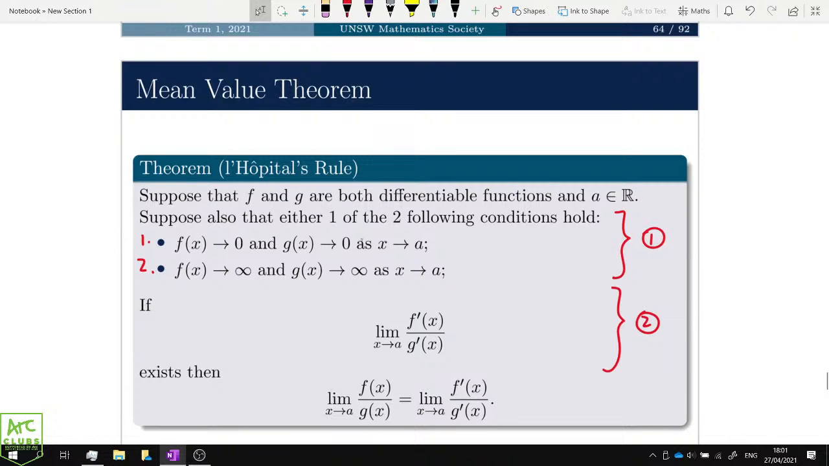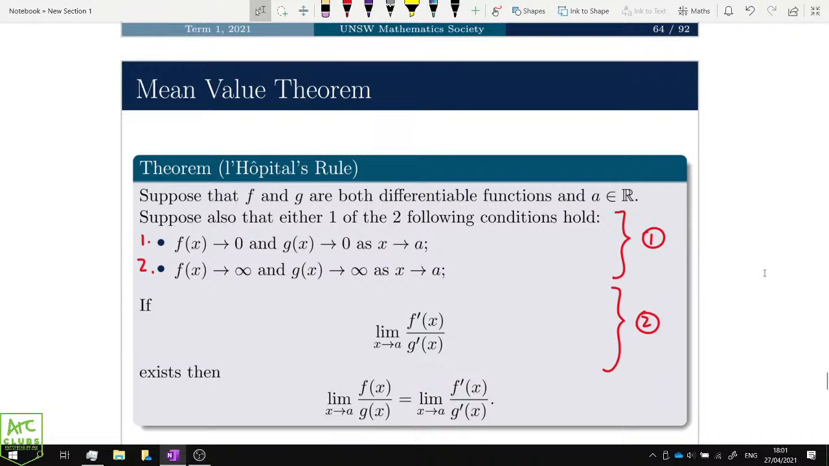So as you can see, for L'Hopital's rule, in order for you to apply this particular theorem, you have to satisfy both of these two conditions, condition 1 and condition 2. And in condition 1, you also have two sub-conditions. So either one of these two must be true in order for this particular theorem to be applicable to your question.